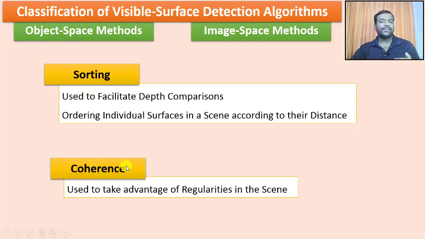When I say coherence, we are going to take advantage of regularities in the scene. Whatever objects we have, we compare the objects and their surfaces, and we see what regularities we can fetch from this, and using these regularities we decide which object or which surface is going to be overlapped by another object, and so on.